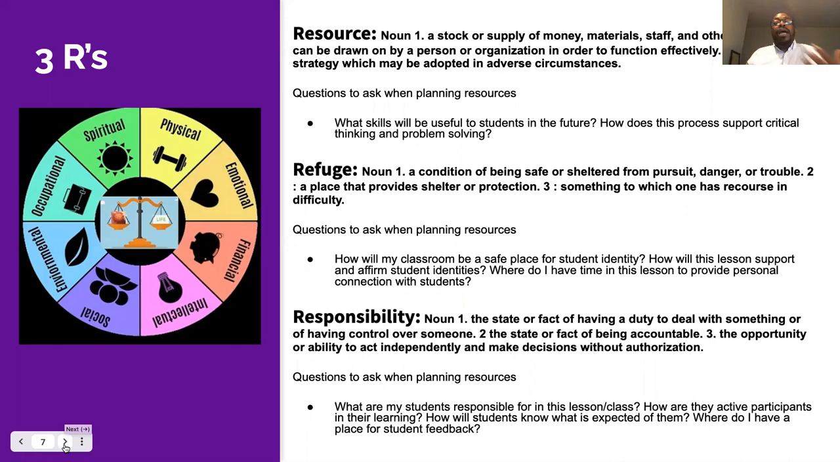And as you can tell, the definition of a resource is a stock or supply of money, or the ability so that a person can utilize those resources and draw upon them to function effectively, a strategy. And in many times, some of our students really lack the skill sets, hard and soft skills, necessary to be able to succeed in their future. So in one way that you can really think deeply about your engaging with this question of, am I providing students with a resource?